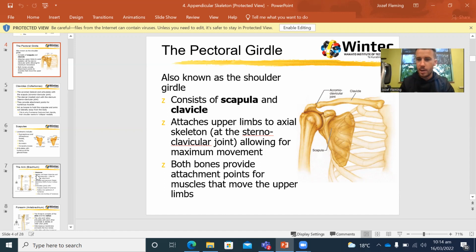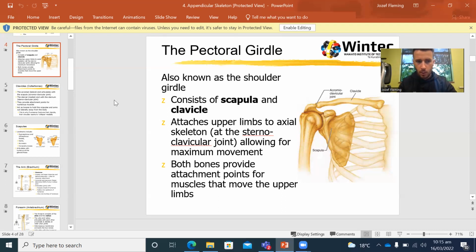Now, where it articulates with the axial skeleton is at the sternoclavicular joint. If we break that word down, sterno meaning sternum, clavicular meaning clavicle, it is where the clavicle articulates with the sternum, the sternoclavicular joint, and it allows for maximum movement. Both bones provide attachment points for the muscles that move the upper limbs.